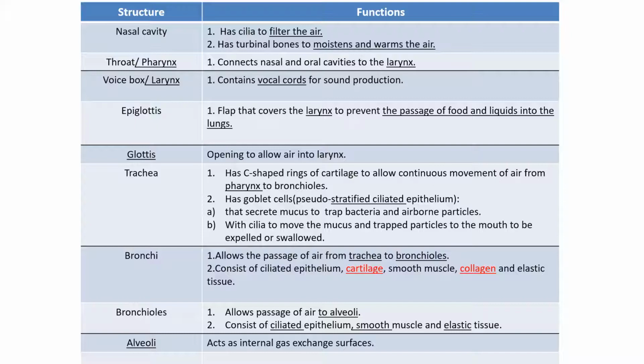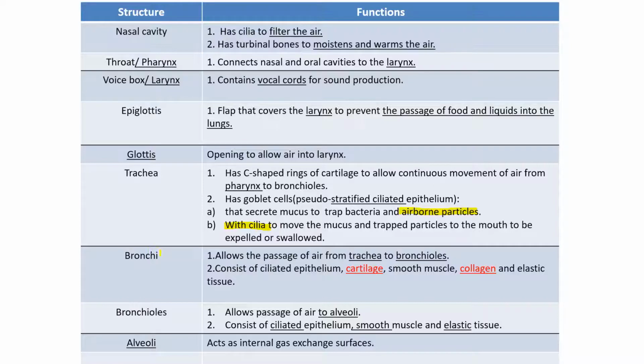The trachea has goblet cells, which are a pseudostratified ciliated epithelium type of cell. These goblet cells secrete mucus, which functions to trap bacteria and airborne particles. And these cells possess cilia, which move the mucus as well as the trapped particles to the mouth to be expelled, or the other way around, to be swallowed.